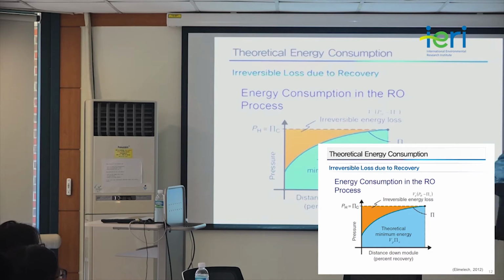So we have to make sure that this pressure is at least larger than the osmotic pressure of the brine, which is the water coming out of this membrane system. So in the ideal case, what we want to do is to apply the pressure with the same difference between the applied pressure and the osmotic pressure.